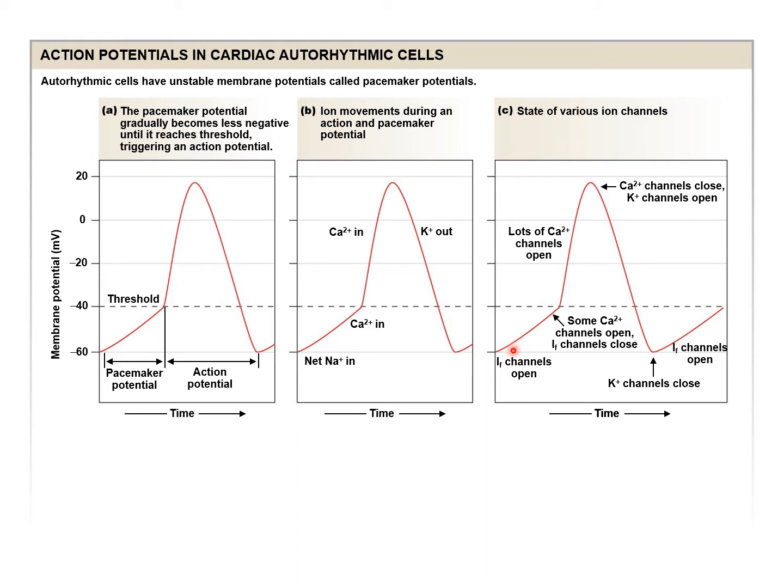And those I sub F channels can open and close differentially in response to hormones. So if you get a big dose of epinephrine, that curve is going to steepen, and lead to faster heart rates. It's also going to affect calcium, causing stronger heart contractions.